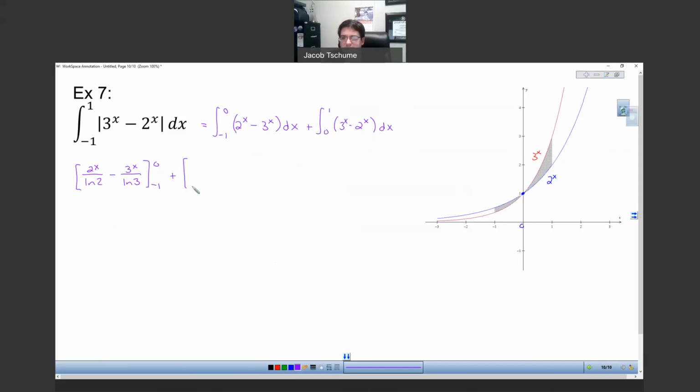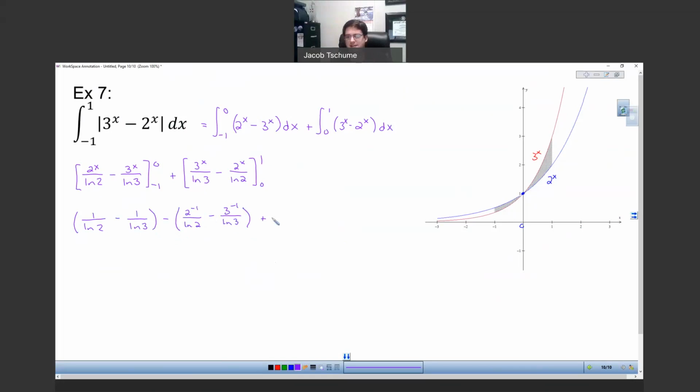And then I'm going to add to this the same integration just backwards. So 3 to the x over the natural log of 3 minus 2 to the x over the natural log of 2, evaluated from 0 to 1. Start plugging your parameters in. So if I plug 0 into both of these, raising a number to 0 is just going to make it 1. So this is 1 over the natural log of 2 minus 1 over the natural log of 3 minus, and then if I plug my negatives in, -1 in, sorry, this would be 2 to the -1 over the natural log of 2 minus 3 to the -1 over the natural log of 3.